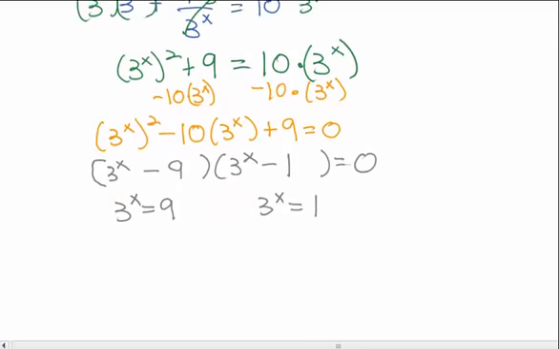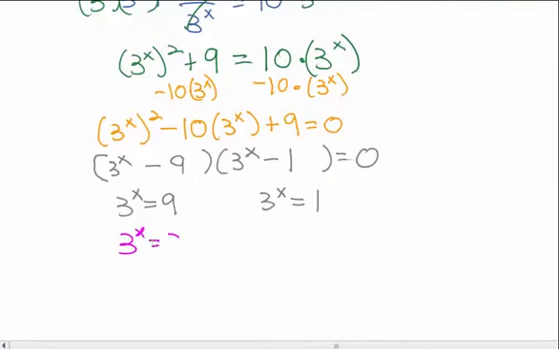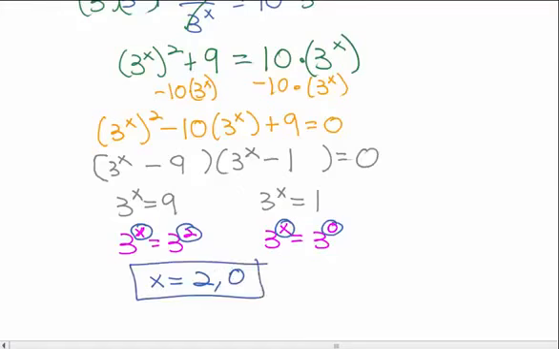Now we're going to rewrite each of these with a common base of 3. 9 is 3 squared. 1 is 3 to the 0 power. Anything to the 0 power is 1. And so we set our exponents equal. X equals 2 or x equals 0. We have our two solutions.